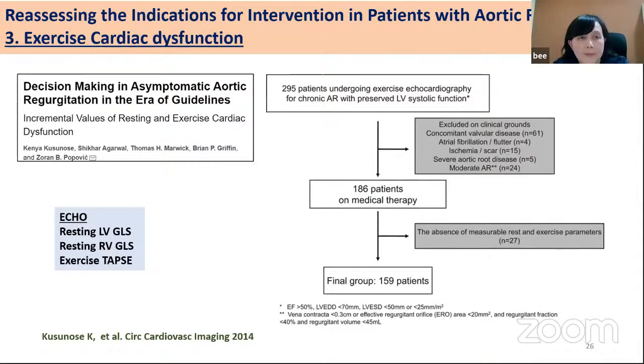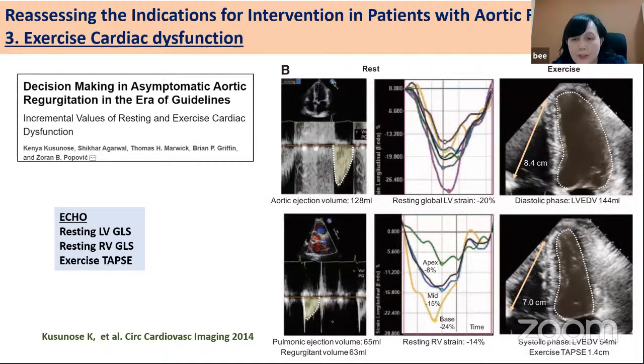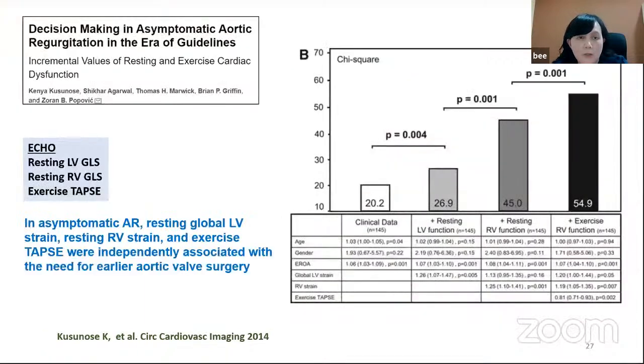Now, there was this paper discussing the role of TAPSE in predicting the need for aortic valve surgery. This paper looked at the role of exercise TAPSE in decision-making for asymptomatic severe aortic regurgitation patients having preserved left ventricular function. And they found that exercise TAPSE was significantly reduced in patients having severe aortic regurgitation. Essentially, exercise TAPSE, or tricuspid annular plane systolic excursion, which is a marker of right ventricular function, was an independent predictor of the need for aortic valve surgery, and the paper suggested that exercise TAPSE may be used in decision-making to decide whether a patient goes for earlier surgery for severe aortic regurgitation.